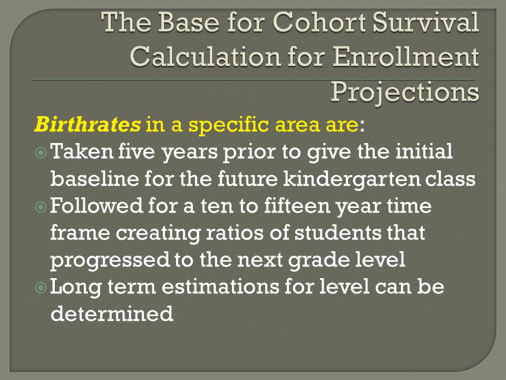Birth rate is the base. You take 5 years prior to kindergarten. It gives you a baseline of what should roughly be there, and you follow that group for 10 to 15 years, which is pretty typical. And each year you can see who progresses to the next grade level. This gives you a long-term estimation.